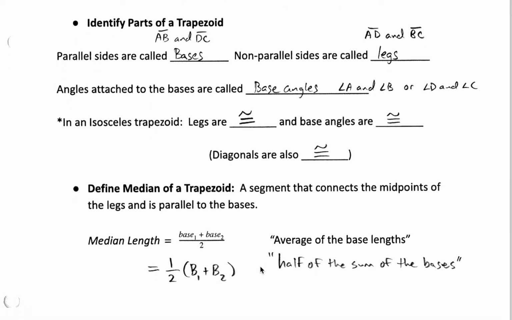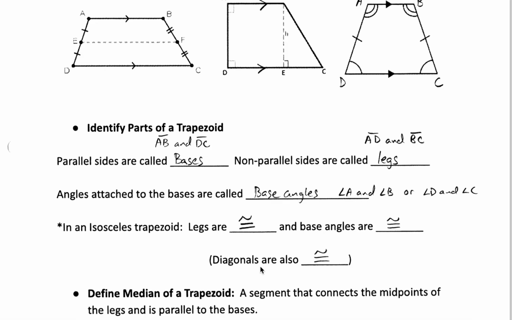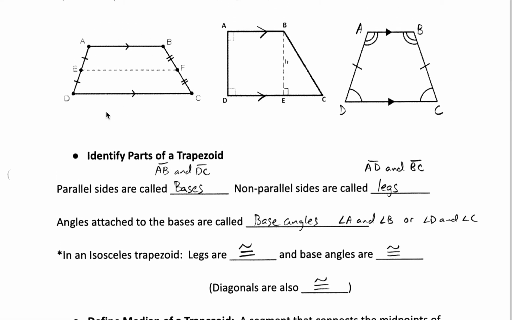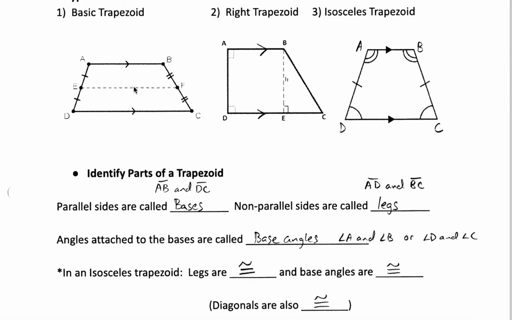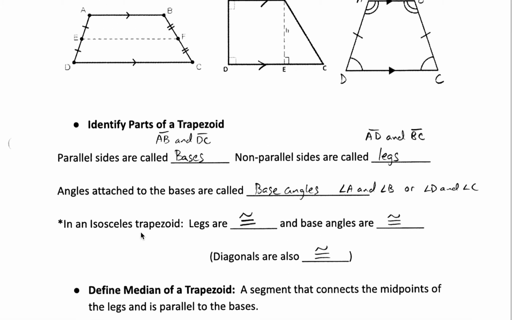Besides just angles, we have another special piece of a trapezoid. It's called the median. And you can find the median in this first example of our trapezoid. This segment EF, notice that it's connecting the midpoints of each of the legs. And that is right in the middle of our trapezoid. So median means the middle. So the median of a trapezoid is the middle of a trapezoid.